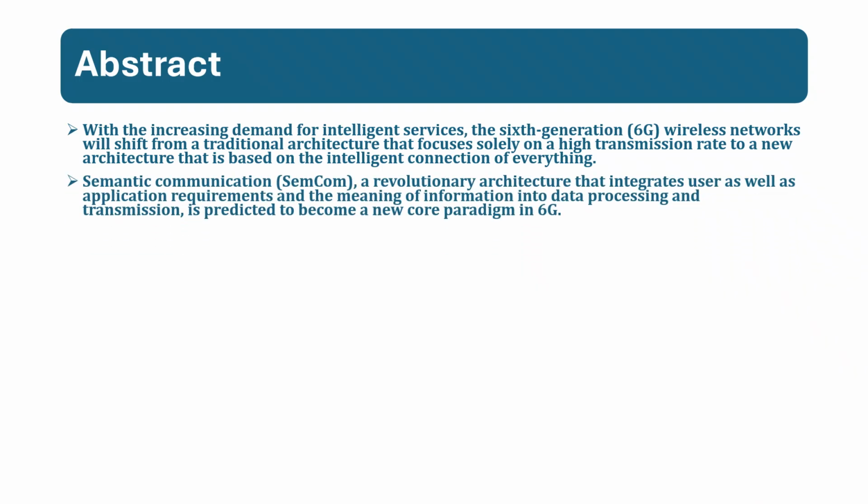So what do we mean by SemCom? We can see it as a revolutionary architecture, because it integrates user as well as application requirements. Like, I want to play a game and I am at a physical place, but now I want to be in virtual reality. I can use VR, so I can be present. I can play the game with another user who is also using another computer, and he or she will also be present virtually, and we are virtually playing the game. So this is my requirement. According to the requirements and the applications we need to generate, we can use semantic communication. Bringing the meaning of information into data processing and transmission, we can see semantic communication as a new paradigm in 6G. It is the most important part in 6G.